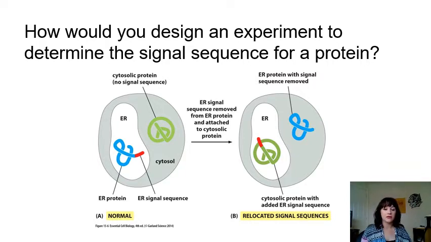So think about what would happen if you thought that the opposite end of that protein was the signal sequence, right? If you took that sequence and attached it to the cytosolic protein, what results would you get? If you were wrong, what would you see? What would happen is that your protein that normally gets targeted to the endoplasmic reticulum would still end up there, and your protein that normally is targeted to the cytosol would stay in the cytosol, right?